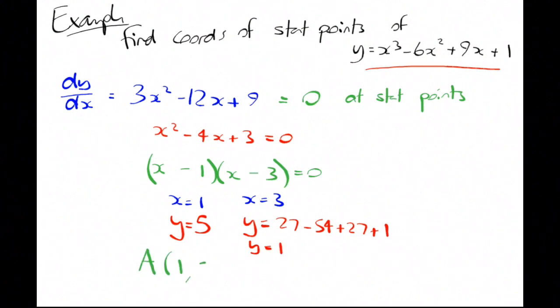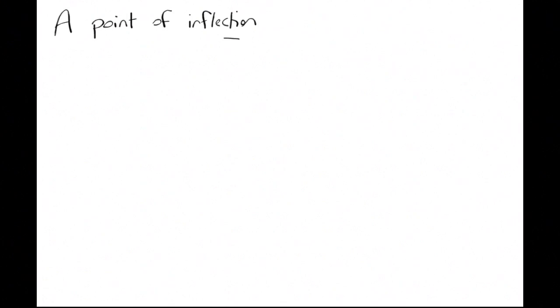That gives us 2 points, (1, 5) and (3, 1). We know looking at the diagram that the first one is A, so we've got A as (1, 5) and B as (3, 1). A point of inflection, we're going to be interested in the fact that we can have a gradient of 0 that isn't a maximum or a minimum because it's a point of inflection.